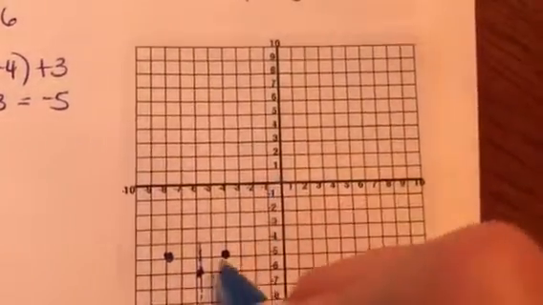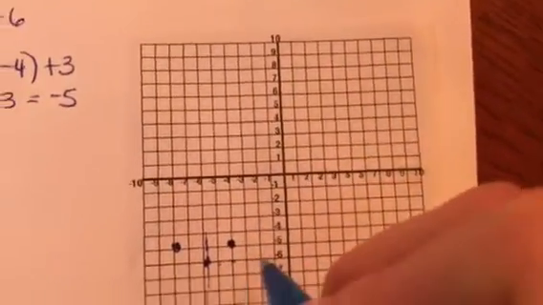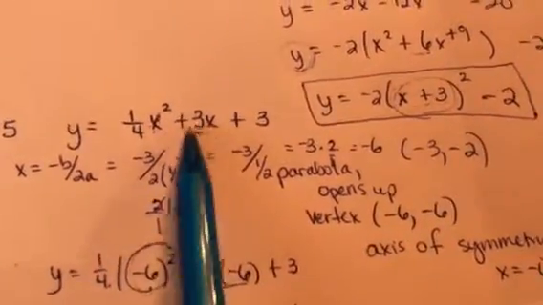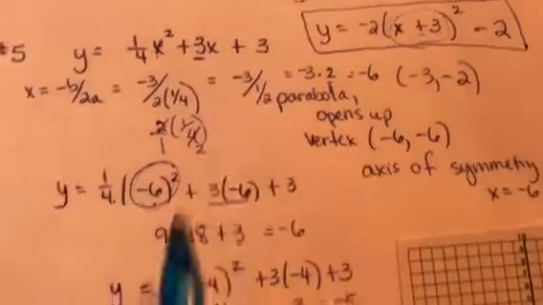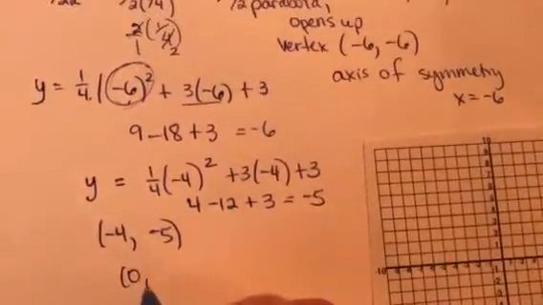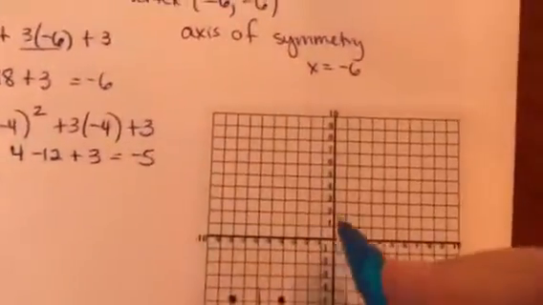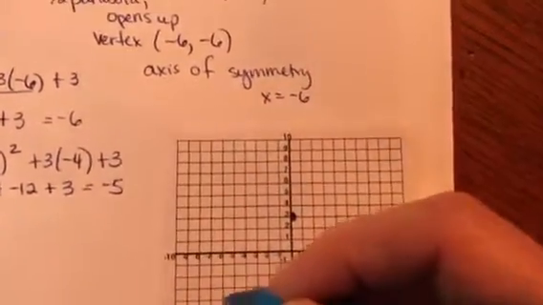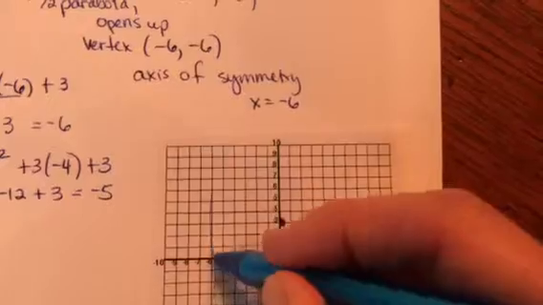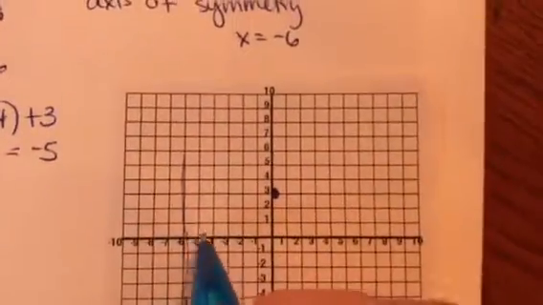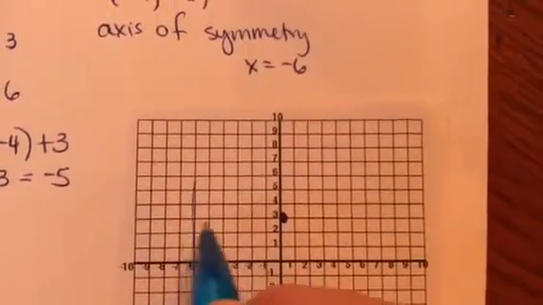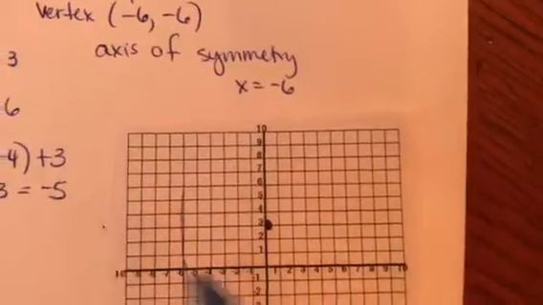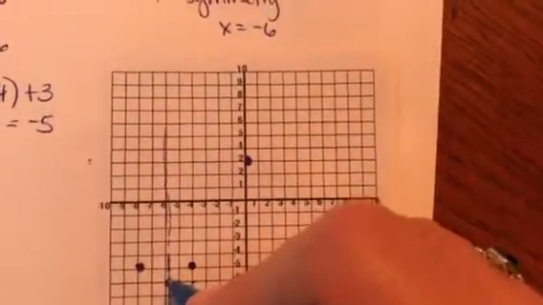Another one of my favorite points to plug in is 0, and this one actually comes out really pretty because if you plug in 0, this would be 0, and then I'd end up with a 3. So another nice point is the point 0, 3, and it gives me something to aim for right here. Notice again, this is my axis of symmetry, and you can see that this is over 6. So this one would be over 6 as well. It's going to be somewhere way over here, but it is symmetrical with that axis of symmetry.